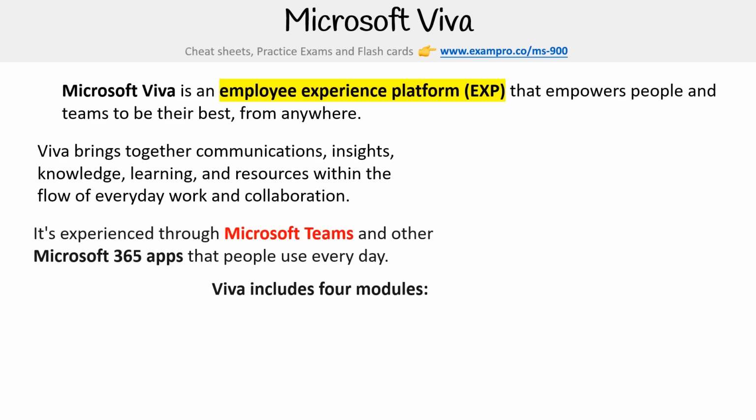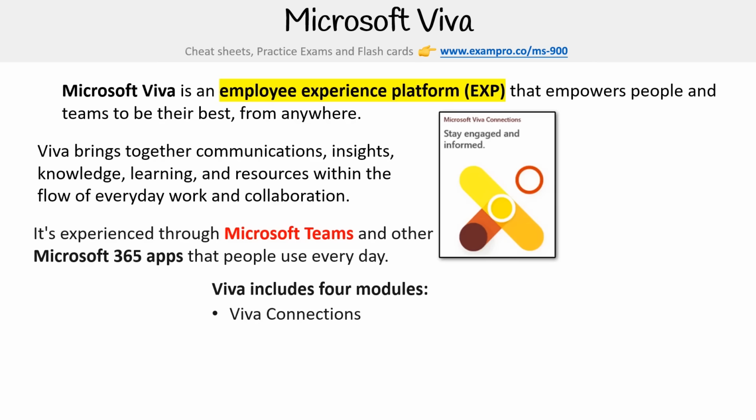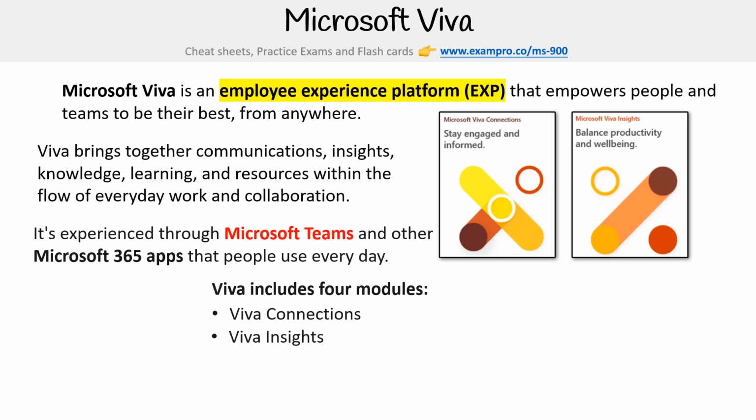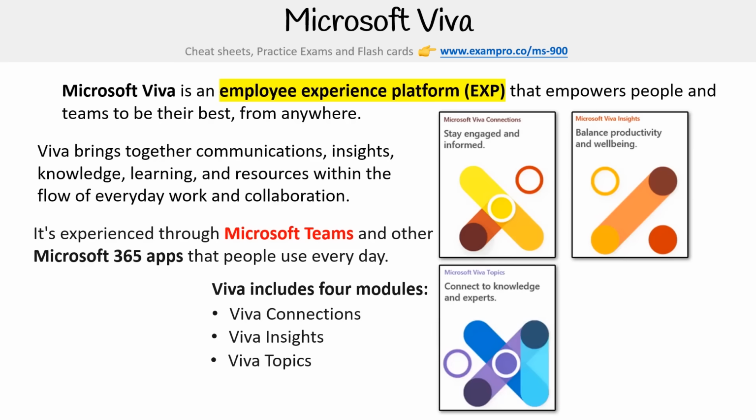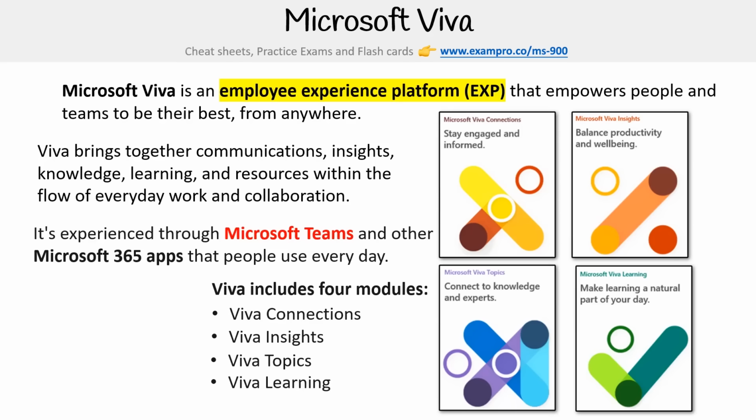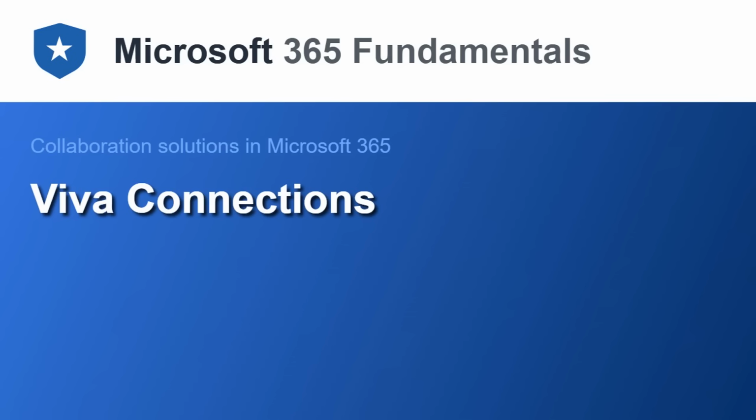There are 4 different modules for Viva. Viva Connections, which is used to stay engaged and informed. Viva Insights, which helps balance productivity and well-being. Viva Topics, which is used to connect to knowledge and experts. And finally, Viva Learning, which helps make learning a natural part of your day. So, we'll now be exploring each module in greater detail, starting with Viva Connections.